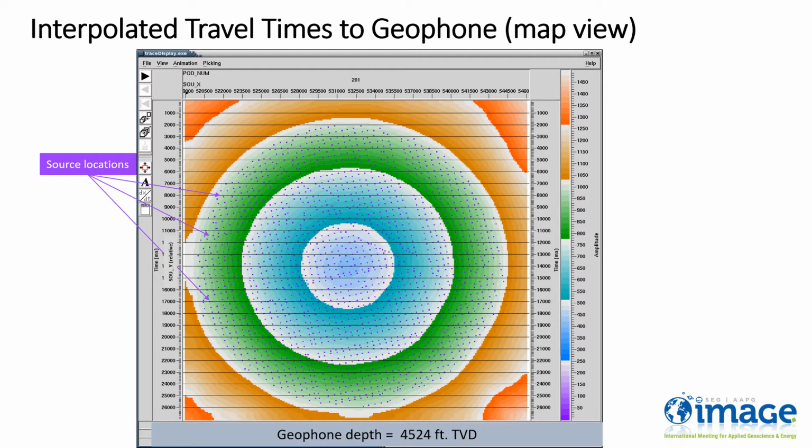As I showed with the zero offset VSP, we now pick the first arrival times for all sources and geophone depths within the 3D VSP survey. This map view shows the travel times from each surface source location to, in this case, the geophone at 4,524 feet. We use these travel times for our upward continuation redatuming process, but they can also provide some insights into any anisotropy present in the velocity field, either VTI or HTI.